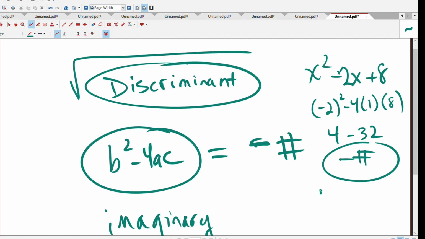That's going to have no x-intercepts. It's not going to cross the x-axis, because if it did, it would be a real root, and these are not real roots. I hope this helped.